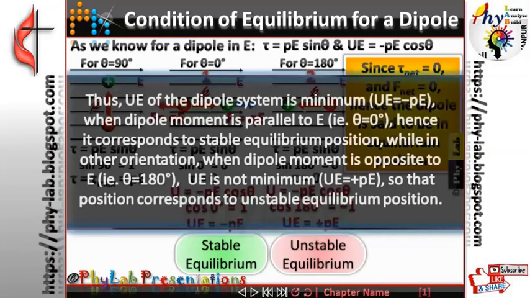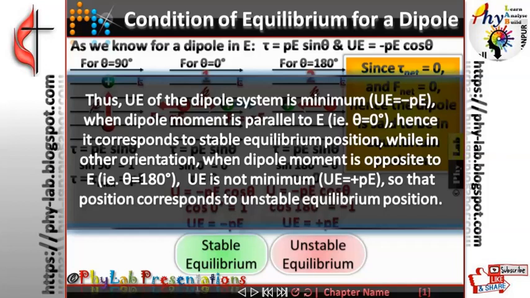Summarizing the entire thing, the potential energy of the dipole system is minimum whenever the dipole moment is parallel to the electric field, as I just told you, and in this situation theta becomes equal to 0, hence this corresponds to the stable equilibrium position. Whereas when theta was equal to 180 degrees, that is, when the dipole moment was opposite to the electric field vector, potential energy was not minimum, hence that position corresponds to the unstable equilibrium position, friends. I hope this gives you an insight.